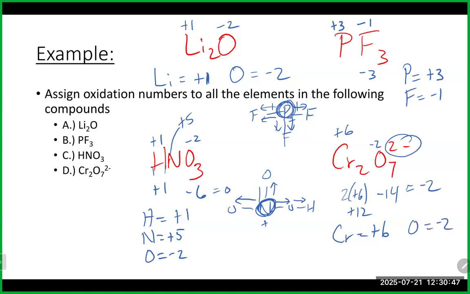Oxygen is -2. Any questions on how to assign oxidation numbers or states? Really important in this chapter to be able to do that so you understand what is going on, who is being oxidized and who is being reduced, especially when we get into galvanic cells. Really important. Any questions? Okay.